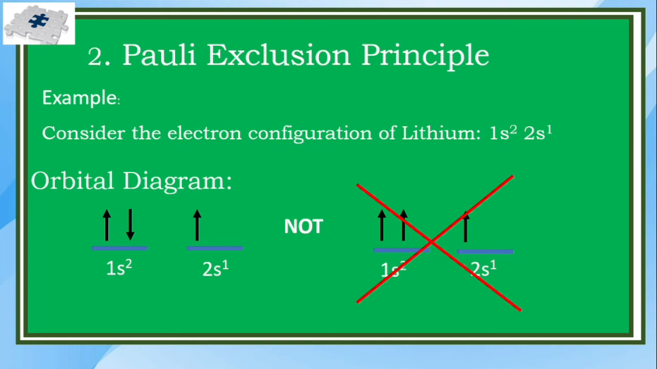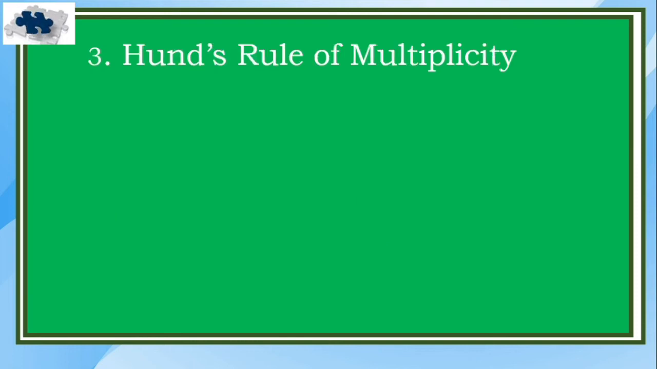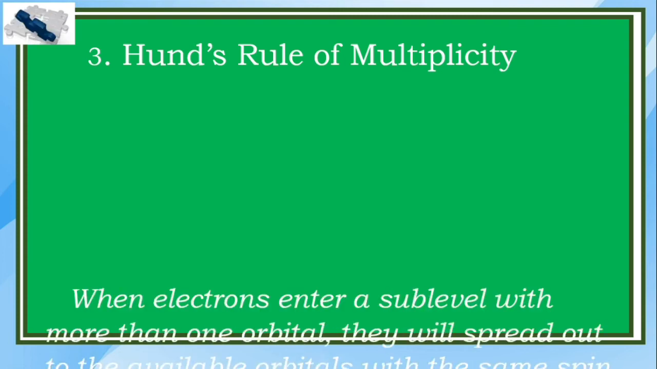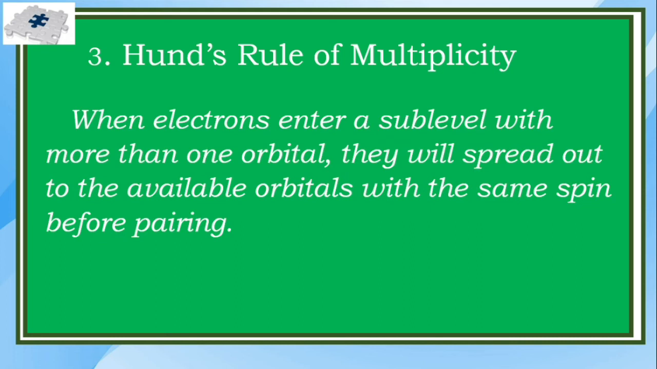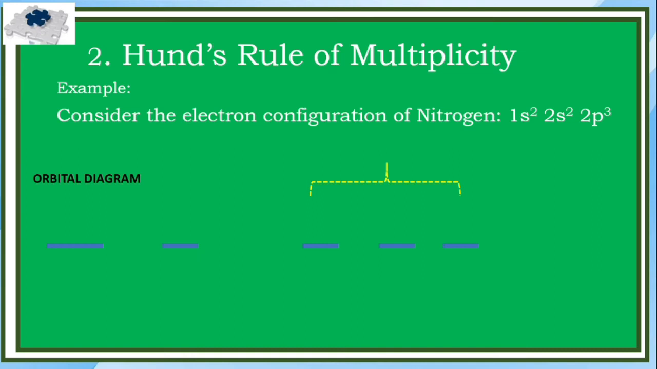Now, let's proceed to the last rule, the Hund's Rule of Multiplicity. According to this rule, when electrons enter a sublevel with more than 1 orbital, they will spread out to the available orbitals with the same spin before pairing. To better understand this, let's have the following example. Consider nitrogen, which has 7 electrons. Its electron configuration is 1s2, 2s2, and 2p3. Its orbital diagram looks like this.